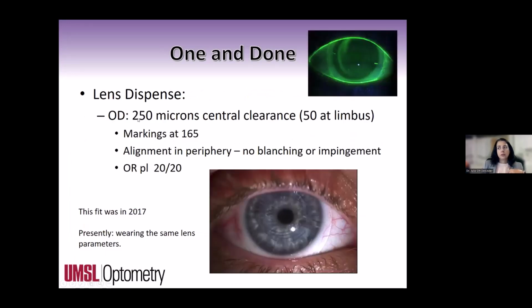He had 250 microns of central clearance, 50 at the limbus. Markings were at 165, still aligned in the periphery. That's what it looks like. No blanching, impingement, no over-refraction. He was 20/20. Looks pretty good.